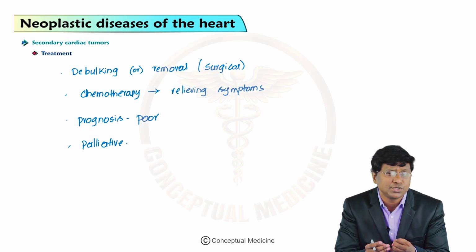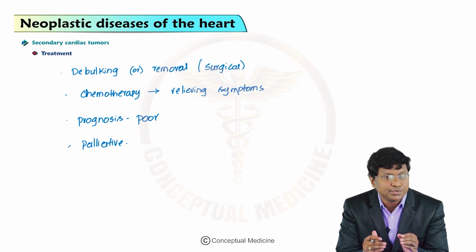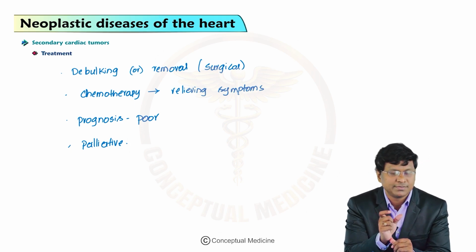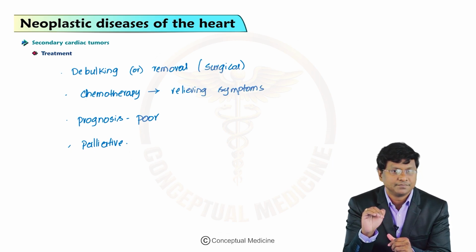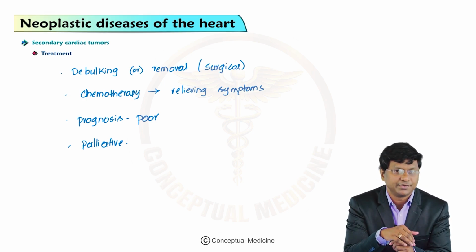For primary tumors, I have already told you the treatment. Primary tumors are resectable tumors. These atrial myxomas should be removed surgically due to the high incidence of embolization, because they are highly friable tumors and there is an increased risk of embolization. But the problem with atrial myxomas is recurrence. Recurrences require lifelong monitoring with echocardiography.